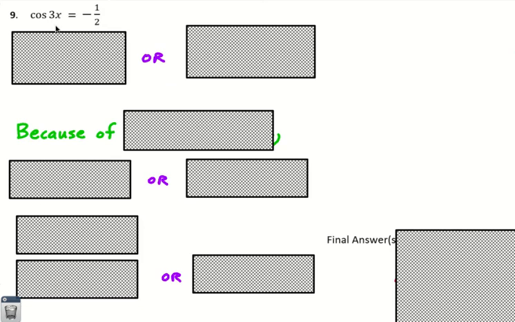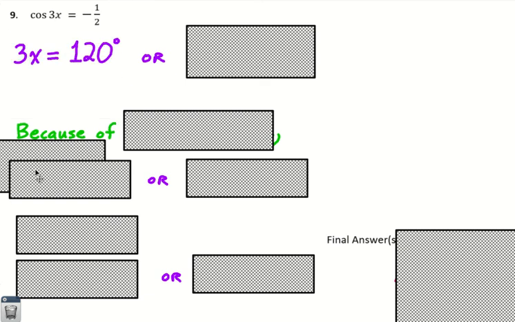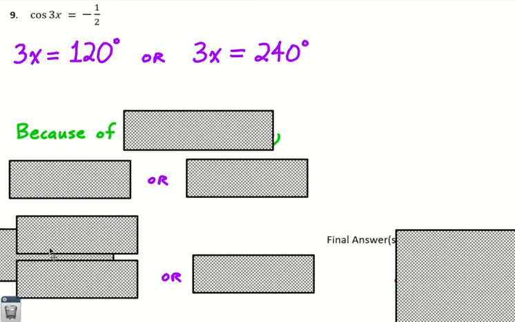Number 9, the cosine of 3x equals negative 1/2. Well, it's already isolated, the cosine of whatever. So we can go right to our cheat chart and say, well, the cosine of what gets me negative 1/2? Well, 3x would equal, from our cheat chart, 120 degrees or 240 degrees. So that's what 3x could equal, right?